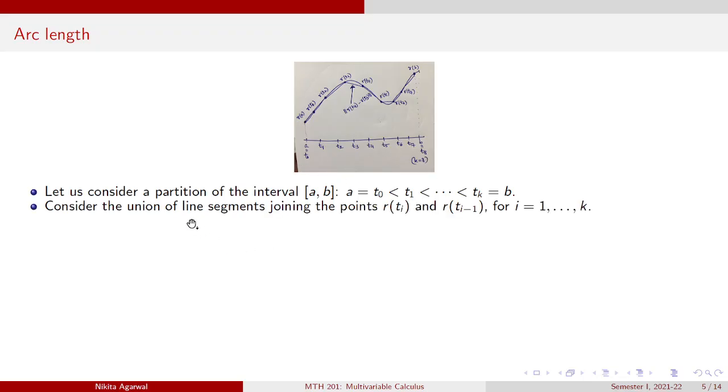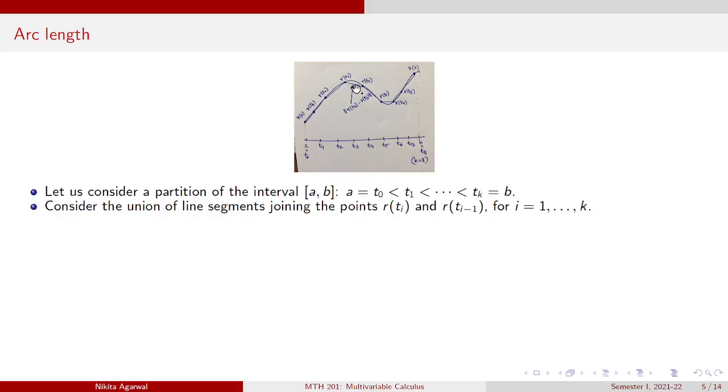Now consider the union of line segments joining the points r(ti) and r(ti-1). So you look at the image of all these ti on the curve. You plot them, so these dots are basically the images of these points on the curve. Now you join consecutive points on the curve. Of course, here between r(t3) and r(t4), when you join them, this is the straight line, this is the line segment, and the curve is here, right?